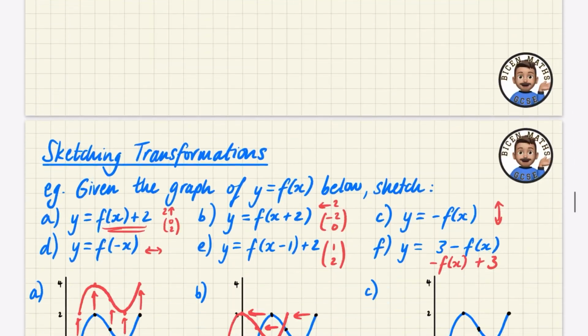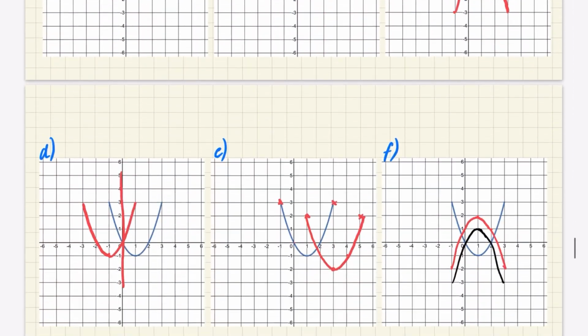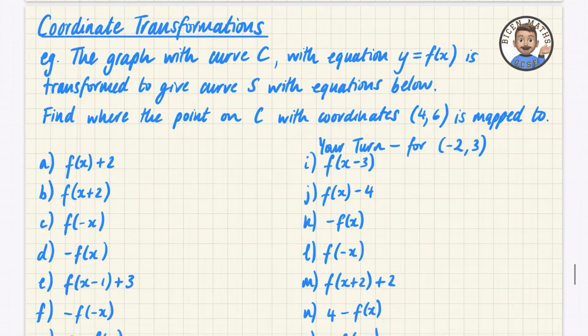We're going to be having a look at some in the next video where we just think about how the coordinates are going to change.